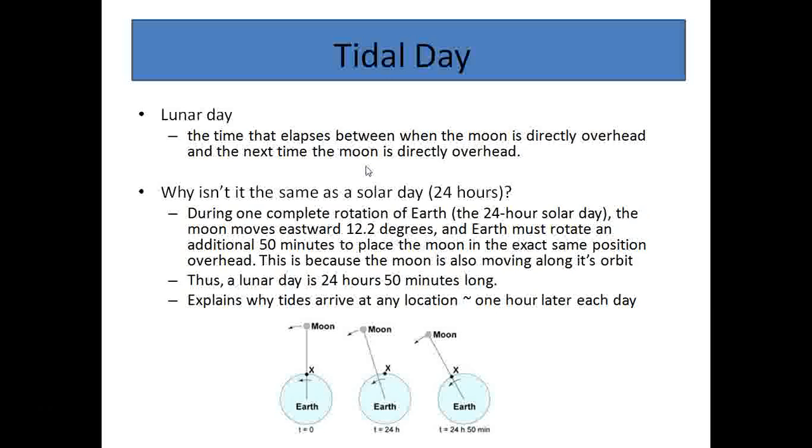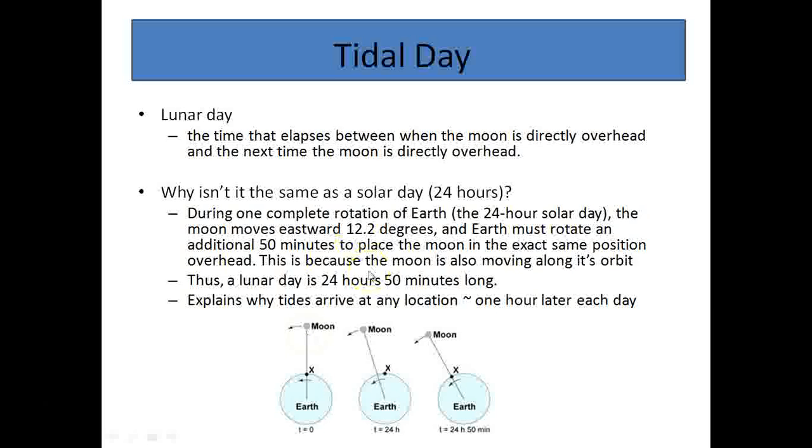Our watches are set by a solar day. A solar day, basically, if you were at this position on the Earth and you were looking up at the sun, is the time for the sun to get back in that same position above, meaning as the Earth rotates. How long does it take for the sun to be back in that same position? It's 24 hours.